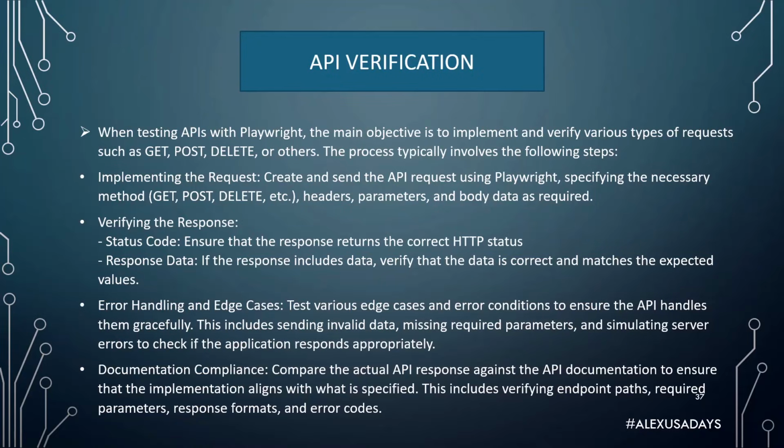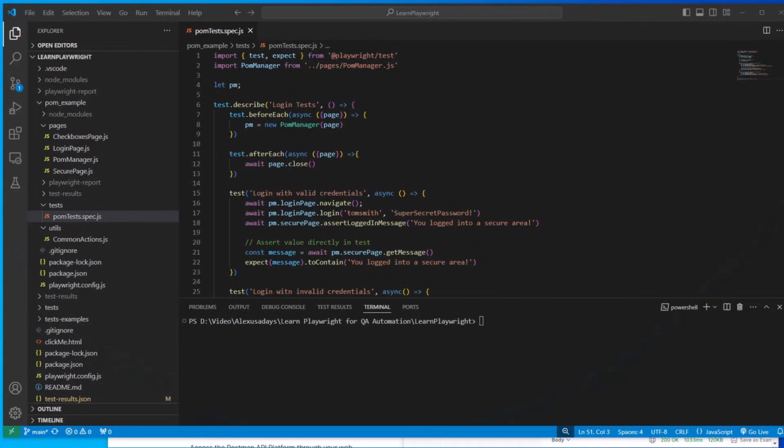So we want to compare the actual API response against the API documentation to ensure that the implementation aligns with what is specified. This includes verifying endpoints, paths, required parameters, response formats, and error codes. Okay, so let's get into it and try it ourselves.